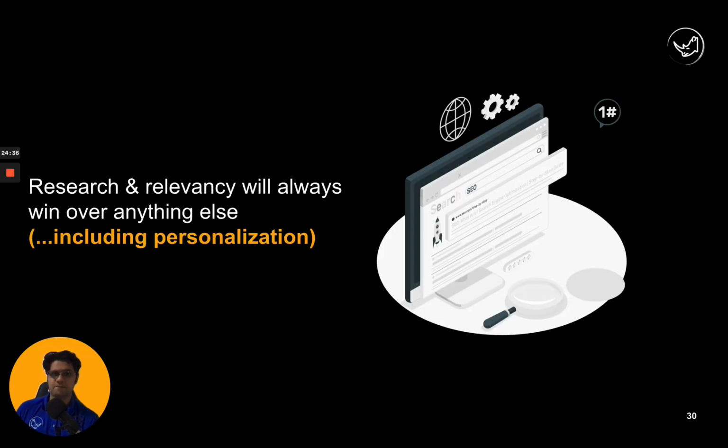One thing I really stand by is that research and relevancy will always win over anything else, including hyper personalization, right? If you've truly identified the right ICP, it could be a matter of just sending them a one liner cold email like, hey, we solved this problem for you with this product, are you interested in chatting, right? You don't need to go super jazzy with the personalization, right?